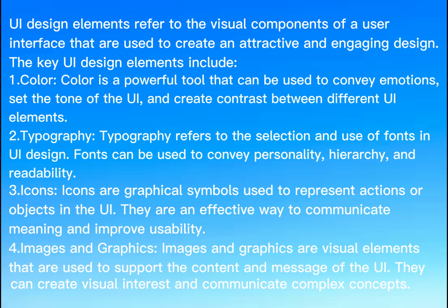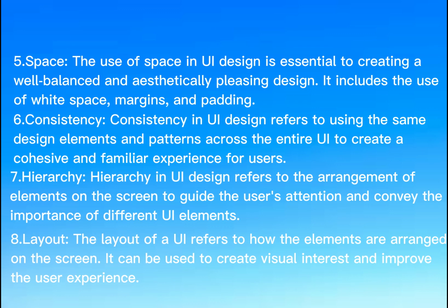4. Images and graphics. Images and graphics are visual elements that are used to support the content and message of the UI. They can create visual interest and communicate complex concepts. 5. Space. The use of space in UI design is essential to creating a well-balanced and aesthetically pleasing design. It includes the use of white space, margins, and padding.